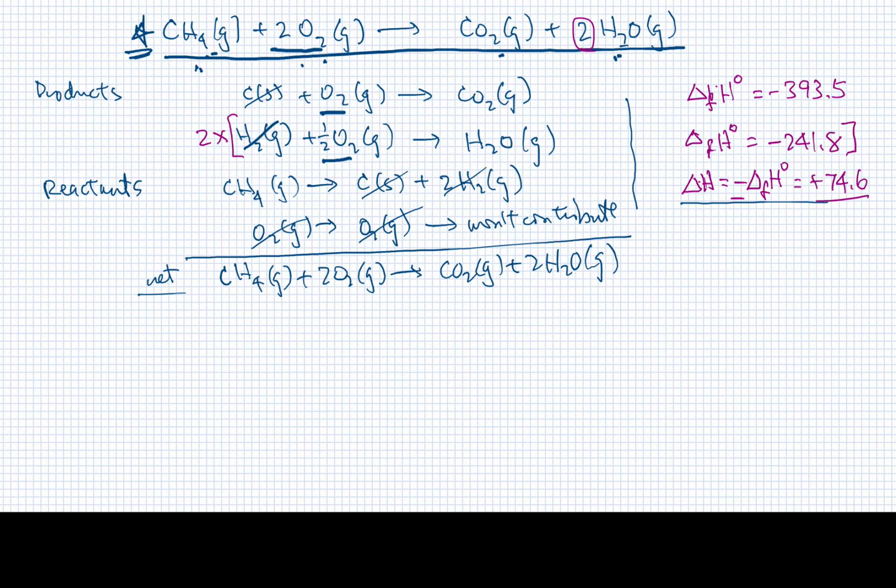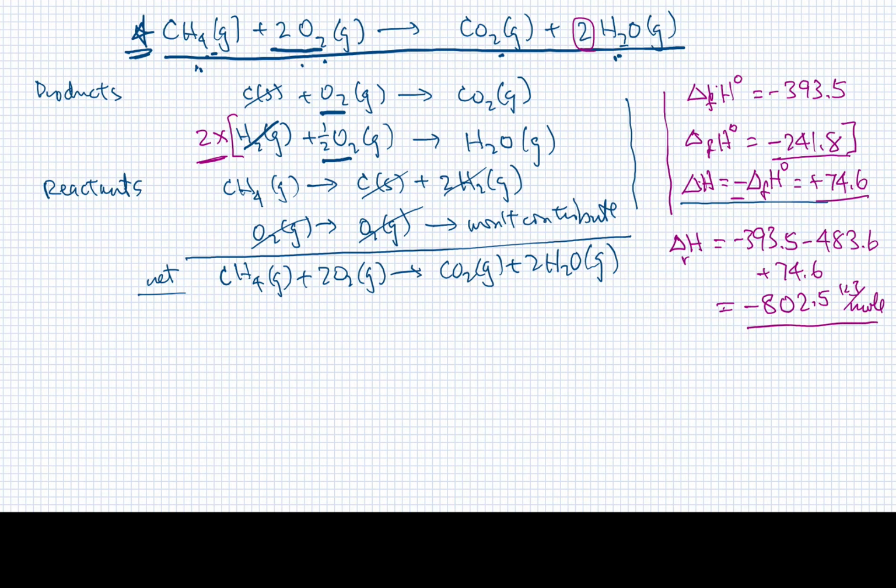But now I know that to get the delta H for this net reaction, it's got to be the sum of the delta H's for the various steps that got me there. So the delta H for the reaction is going to be negative 393.5, and then I have to double this one because I multiplied by 2, so that's going to be minus 483.6, and then I have to add 74.6. So the net result of this is negative 802.5 kilojoules per mole, the heat of reaction for methane under standard conditions.